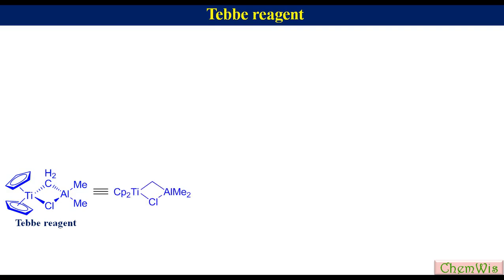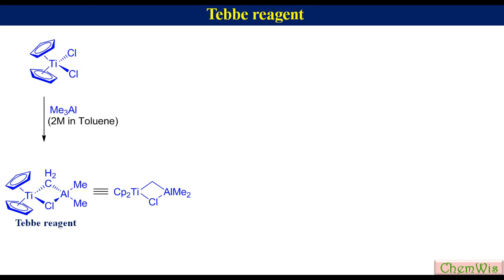Tebbe reagent is a titanium aluminium metallacycle represented by this structure. In a more simple way, we can represent the Tebbe reagent like this. It is prepared from titanocene dichloride and trimethylaluminium in toluene. The reagent is commercially available as a solution in toluene.